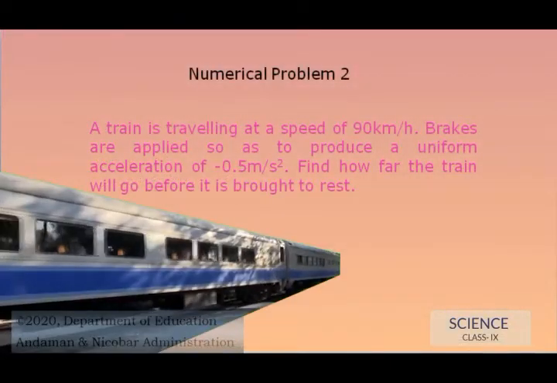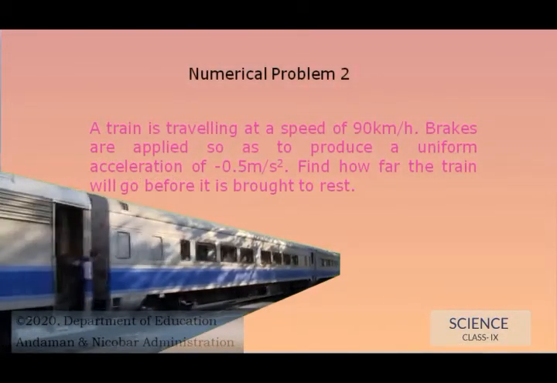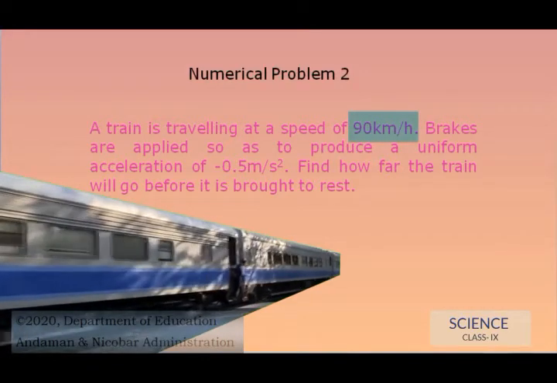Now look at the second question. A train is traveling at a speed of 90 km per hour.